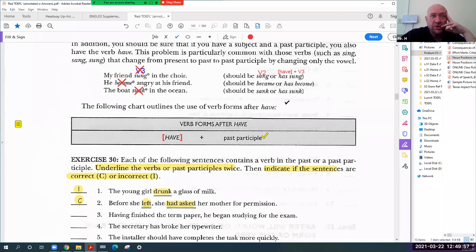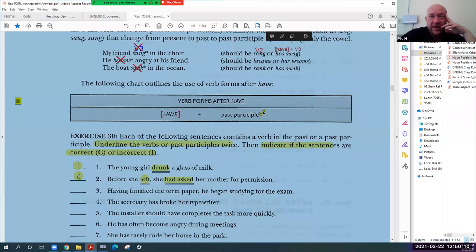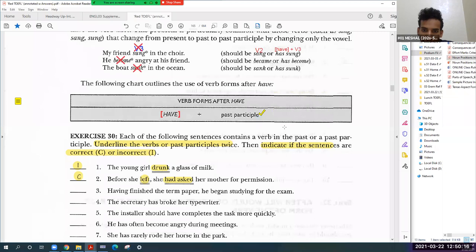Okay. All right, Misha. What does it say here in the gray box? What does it say? Verb forms after have. Have plus past participle. Yeah. And what is this formula? It's the perfect formula. Okay. Have plus the past participle.